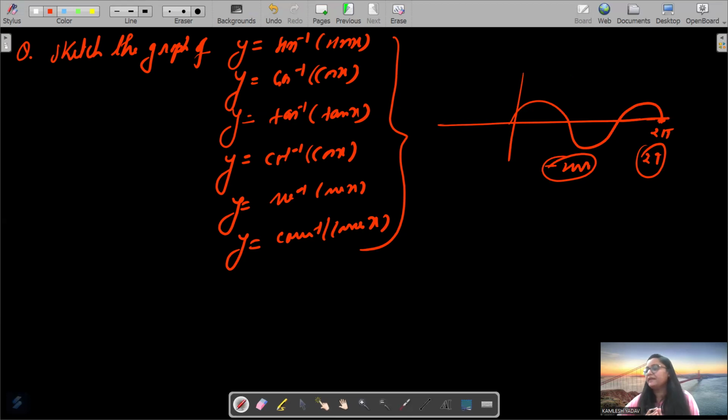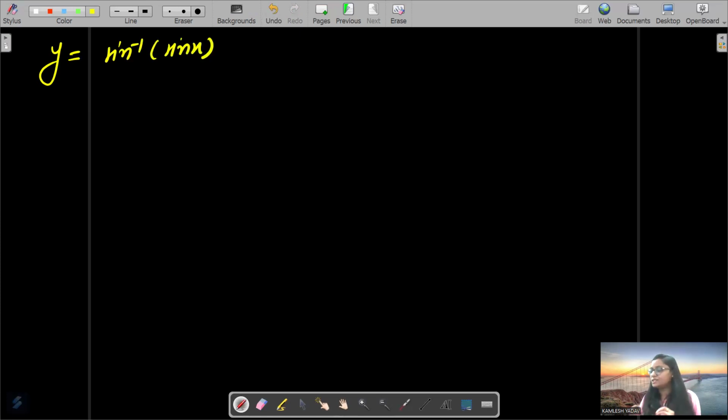So the domain and range of all these inverse trigonometry functions are the same, like sin inverse x or cos inverse x. So now we draw, one by one, the graph of these particular questions. So let us start. First is y is equal to sin inverse of sin x. Okay, sketch the graph of this function.